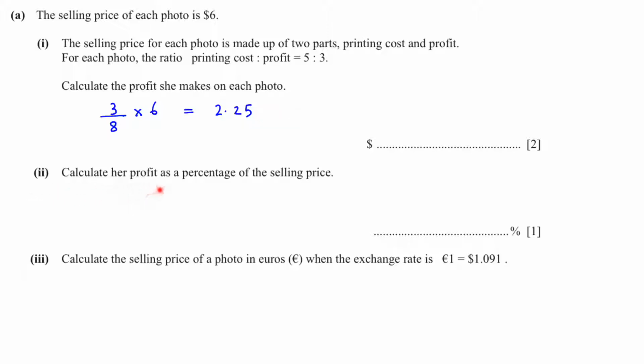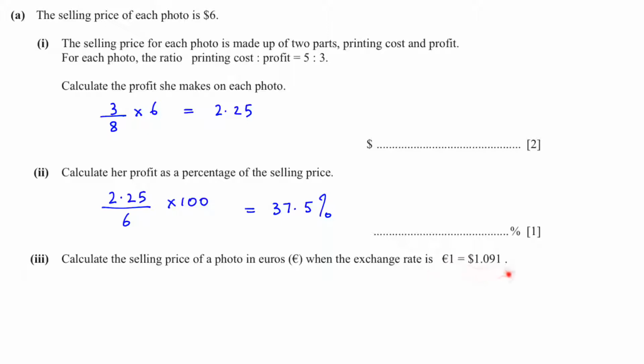A2, calculate her profit as a percentage of the selling price. Whenever you want to find a percentage, we times by 100. And profit, we have to calculate the profit as a percentage of the selling price. So we will write profit over selling price, 2.25 over 6 times 100. And we will get 37.5%.